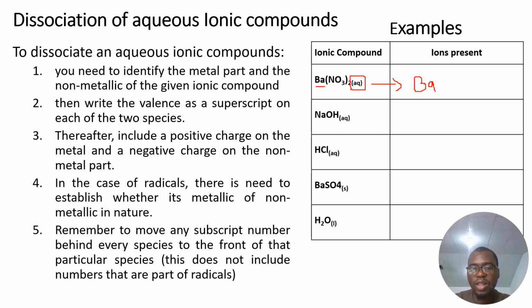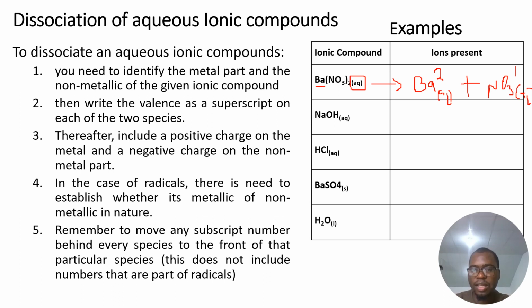Then what will remain on the other side is the NO3. That is the one that you are going to write. Then you're going to write the valences for these species. Ba is found in group 2, therefore it has the valence of 2. NO3 is a radical which has got a valence of 1. Then you can even put the symbols here, aq, you put it in brackets. Also this side, you put your aq in brackets as well. So aq, and then there's a plus here. So you've separated what was like this into that one.